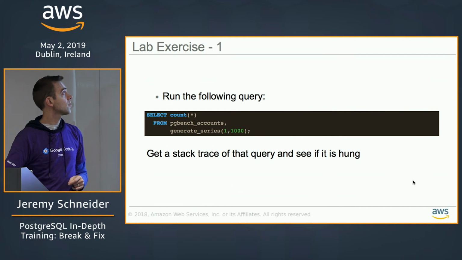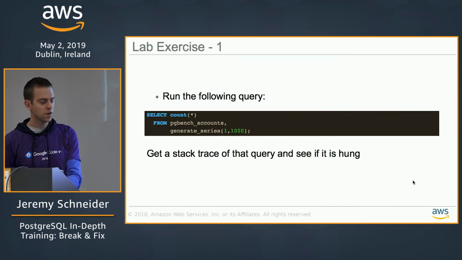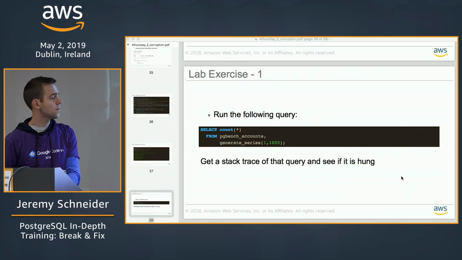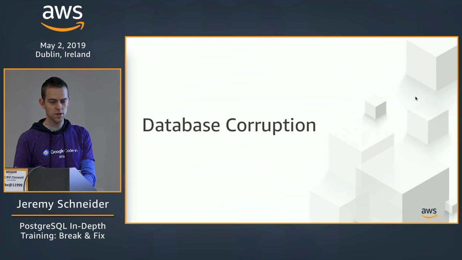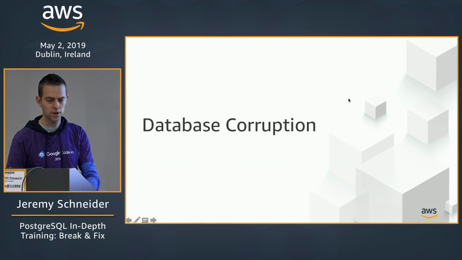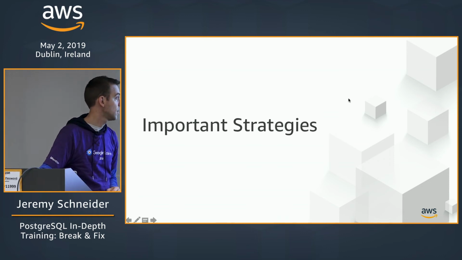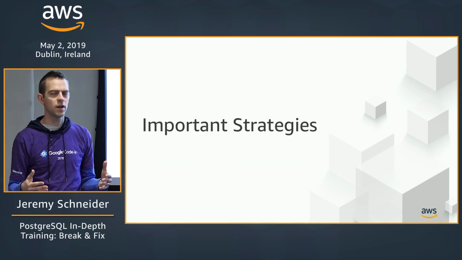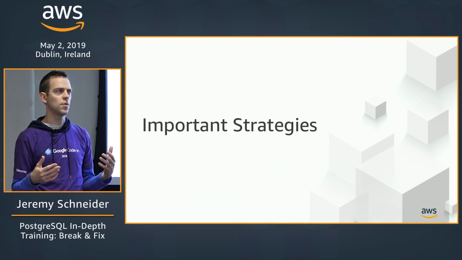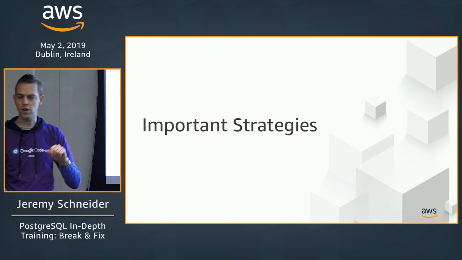All right, and then we had a lab exercise at the end. So that's my corruption deck there, which is talking about community Postgres. But now let's come back and talk a little bit more specifically about RDS. I'm going to come back and reiterate a couple of the important strategies. A little bit of this is stuff that I said a moment ago.